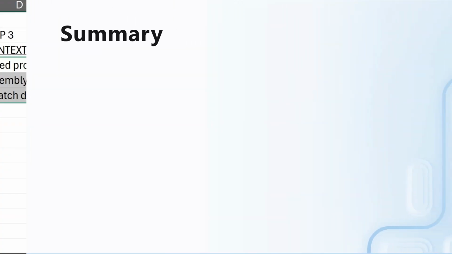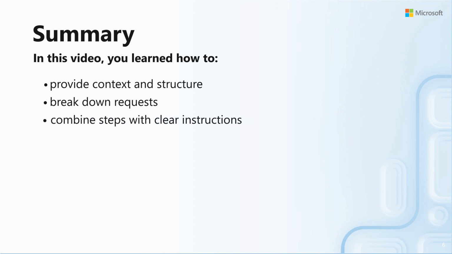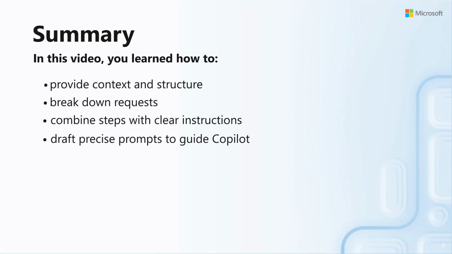In this video, you've learned how to provide context and structure to your prompts, which can significantly enhance Copilot's ability to manage complex tasks. By breaking down your request into smaller logical steps and then combining them with clear, concise instructions, you can efficiently filter and analyze your data set. Whether you're identifying specific defects in a quality control process or summarizing critical data points, the key lies in crafting prompts that guide Copilot through the task with precision.